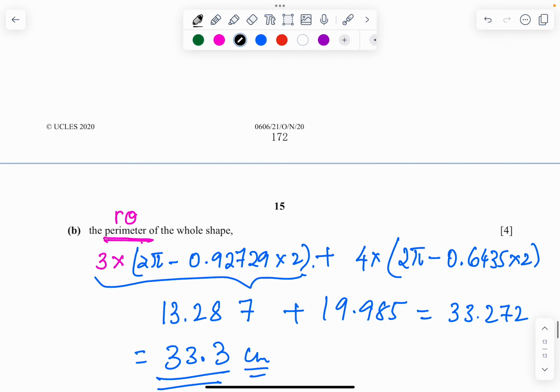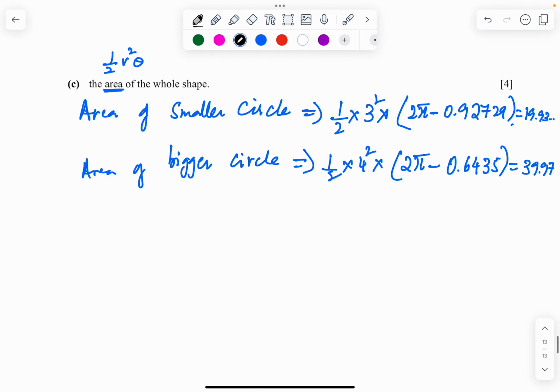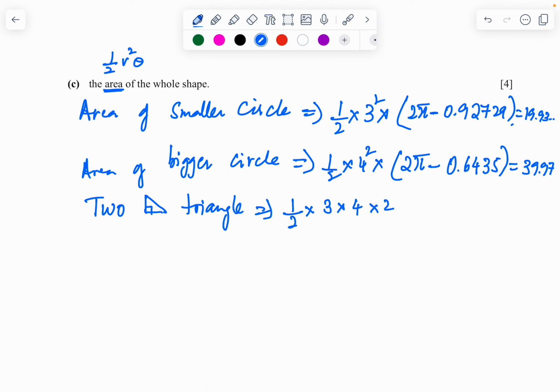As I said, we also have two right triangles in the middle here, this one and this one. So I'm going to find those two right triangles. So right-angled triangle formula, half times base times height. So since both triangles are congruent, I'll just do times 2. So this gives me 12.